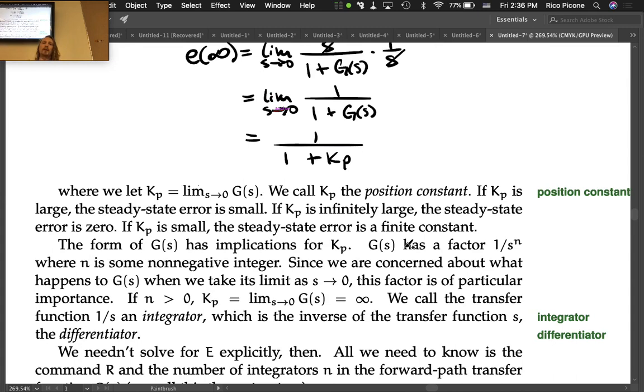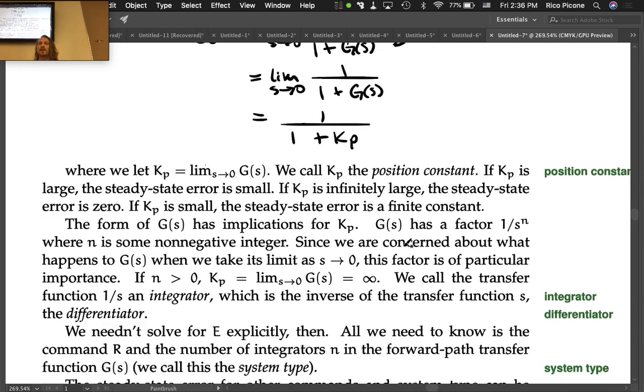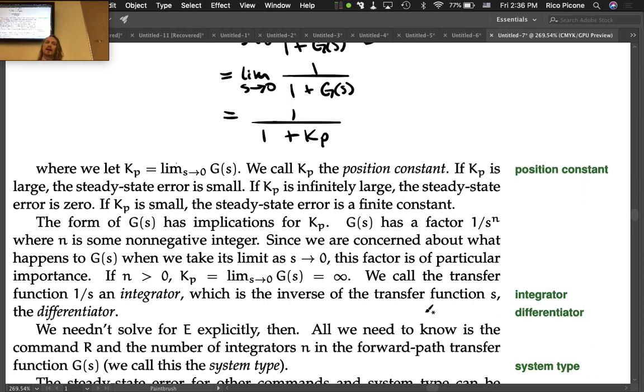All right, now, good. The form of g of s has implications for kp. G of s has a factor 1 over s to the n, where n is some non-negative integer. So let's look at this factor. 1 over s to the n. If n is 0, then it's 1 over s to the 0, or just 1 over 1, or just 1. That's why I say that g always has this factor in it, because you can always set n equal to 0, in which case it's just a factor of 1.